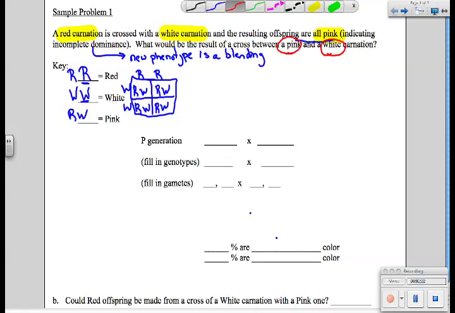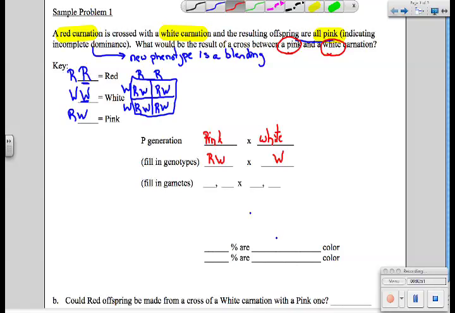Let's start by writing out my parental phenotypes: pink and white. Let's now write out the genotypes of each of these. The genotype for pink, which we've already established, is RW. The genotype for white is WW. Notice we're using all capital letters, because in this problem, nothing is recessive. All of these are dominant. They're just not dominant enough to take over one of the other traits.